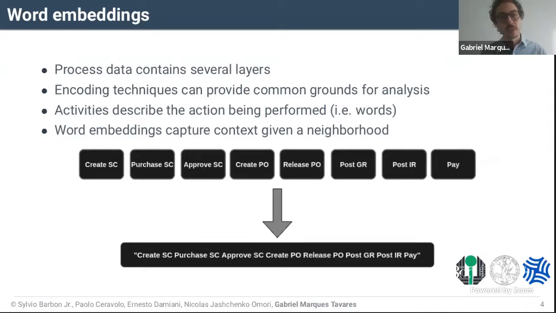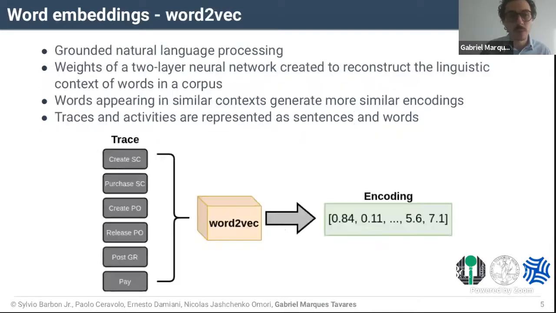So we have also seen that in recent works, word embeddings have been used a lot in process mining. They are based on natural language processing, mostly because activities describe in several scenarios an action being performed, and then we can aggregate these activities and form some kind of sentence representing the trace. So these encoding techniques based on word embeddings provide a common ground for analysis, and the activities represent these actions being performed. In our work here, we have used the word2vec encoding technique, which is very well known in the natural language processing literature.